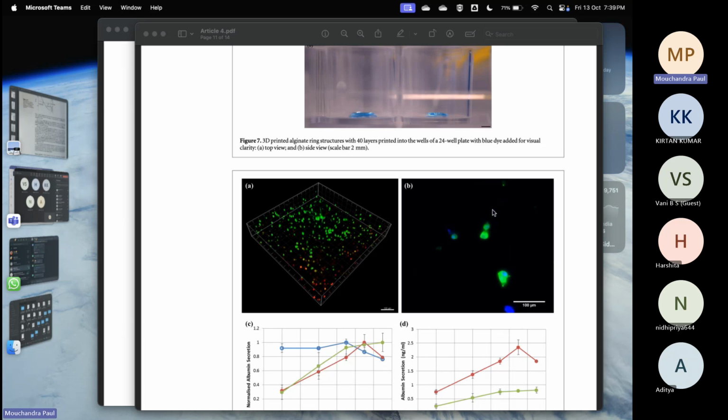And then they have also used immunofluorescence to check the presence of albumin in the differentiated cells after day 23.